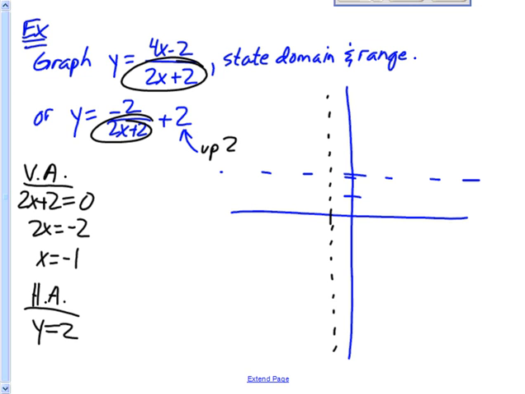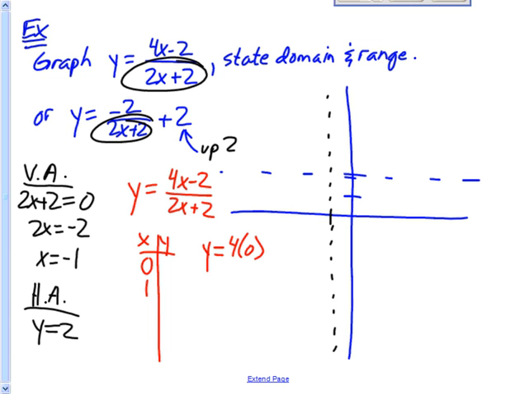Okay, and now we're going to plug it in. I'm going to go back to the original equation, I like it for simplicity when I plug stuff in. I plug stuff in to the right of my vertical asymptote. My vertical asymptote is at negative 1, so I'm going to go to the right of that, 0, 1, maybe 2, as far as you want to go. And then I'll go to the left. Okay, so let's plug 0 in first. 4 times 0 minus 2 over 2 times 0 plus 2. So that ends up being negative 2 over 2 or negative 1. So 0 comma negative 1 right there.